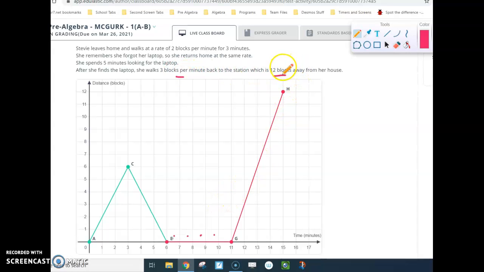So if she has to go 12 blocks and she does 3 blocks per minute, we can divide 12 by 3 to see that it takes a total of 4 minutes. So here you have your 1, 2, 3, 4 minutes right here. And then she has to go all the way up here to 12 blocks. You could also say up 3 blocks over a minute, up 3 blocks over a minute, up 3 blocks over a minute, up 3 blocks over a minute, for a total of those 4 minutes there. So there's some Delta Math that you can practice if you would like some extra practice on those types of problems.